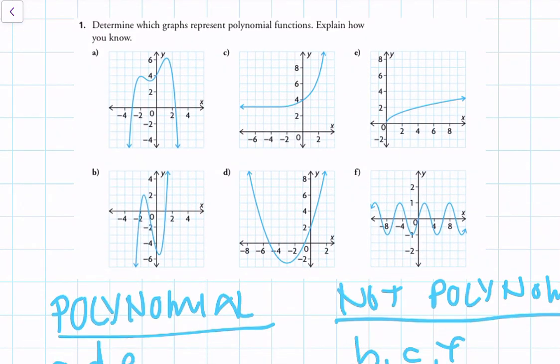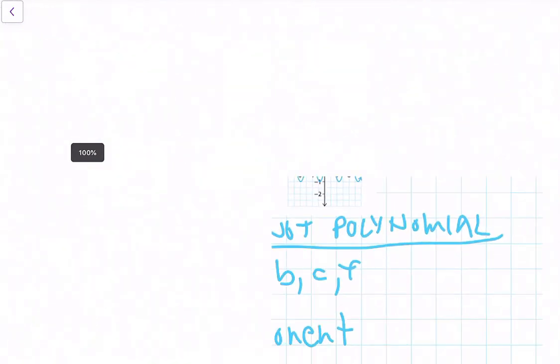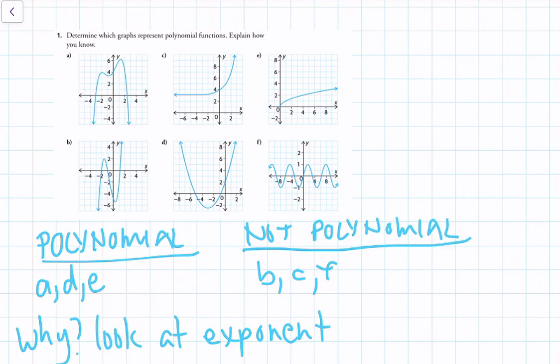So here we can look in more detail then. Determine which graphs represent polynomial functions. Explain how you know. Alright, so here we have our list. So polynomial A, D, and E, not polynomial B, C, and F. So let's look at why. First of all, we can see here that for A, this is likely a quartic function because we have three turning points, so it's probably degree 4. We can also see that it's downward facing, and that it has a negative leading coefficient.